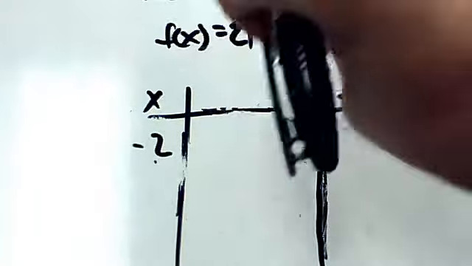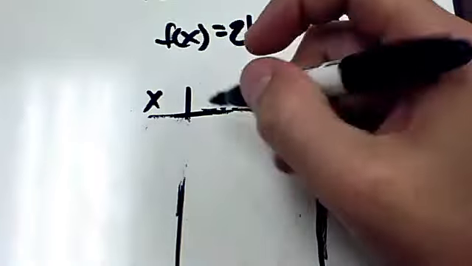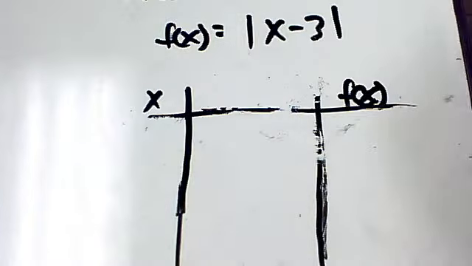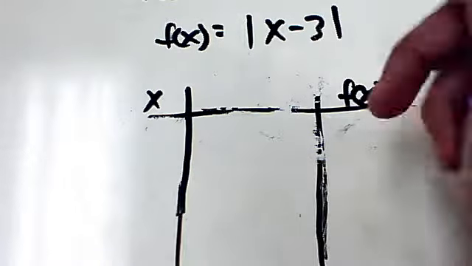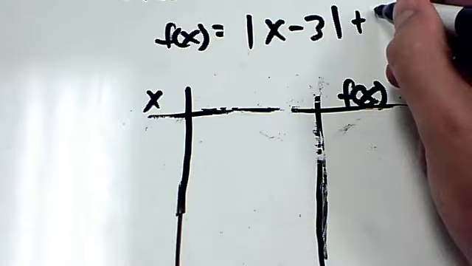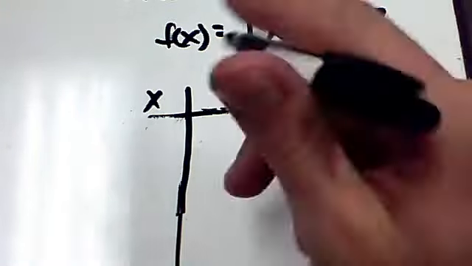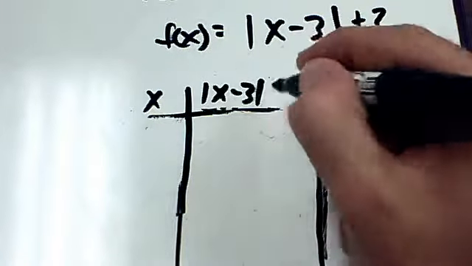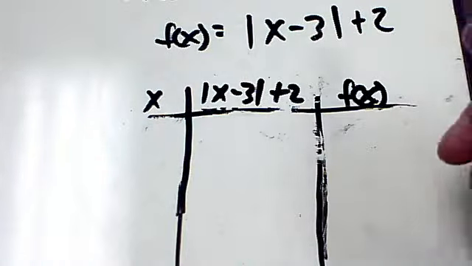Let's try one different situation. Let's say instead of multiplying it by 2, we add 2 instead. Okay, just making this up. Then our process is the absolute value of x minus 3, plus 2.